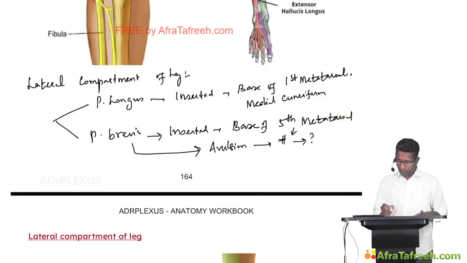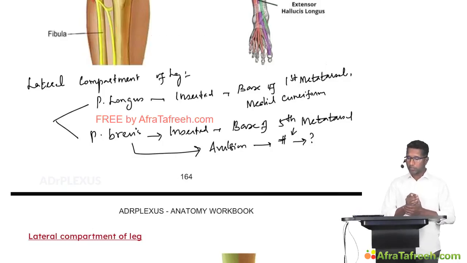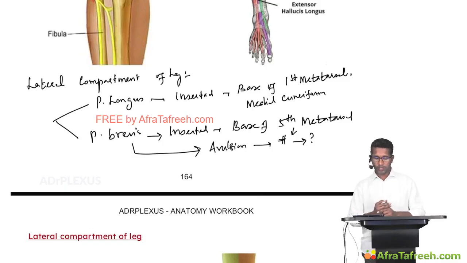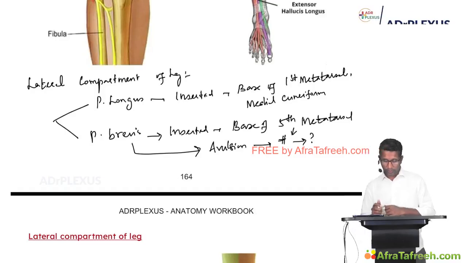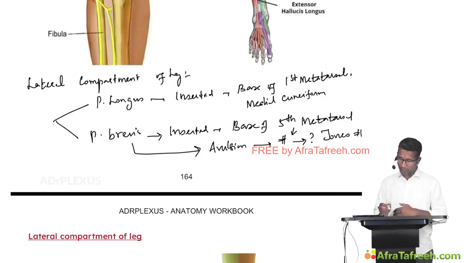And what is this fracture called as? Can anybody tell me what the fracture of the base of the fifth metatarsal is called? Yes guys, it is due to the avulsion of the peroneus brevis muscle. Very good guys, very good. So that is called as Jones fracture.